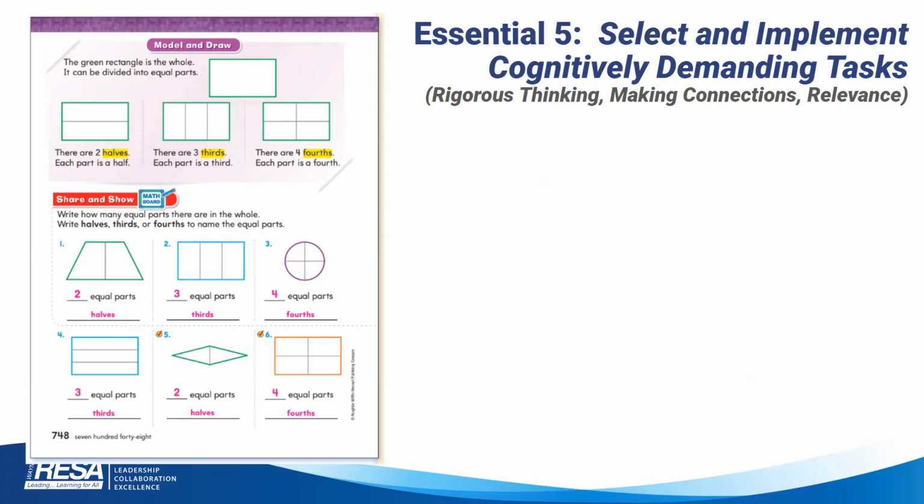And so as you see here, above the share and show, there's examples given for students, and below the share and show, students would be asked to count the number of equal parts and then name what one of those equal parts would be called. And so if we think about this rigorous thinking, making connections, or relevance piece, even in the context of DOK, we're going to put this relatively low in cognitive demand or relatively low in DOK.